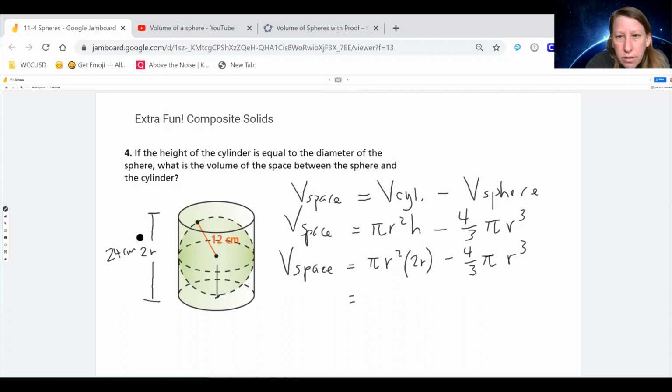Okay, so this is going to be 2 pi r cubed minus 4/3 pi r cubed. Do you see how pi r cubed and pi r cubed match? So I could trade this out for 6/3. What's 6 divided by 3? 2. What's 6/3 minus 4/3? 2/3.